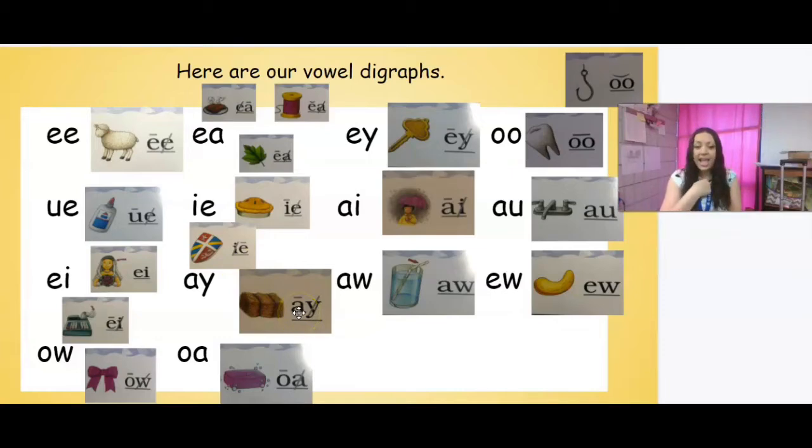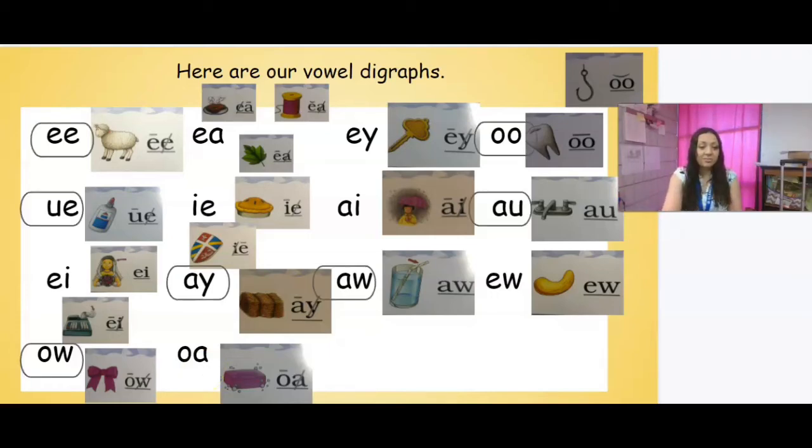We have hay, A, digraph AY, straw, ah, digraph AW, cashew, ooh, digraph EW, bow, O, digraph OW. Now remember, OW can make two sounds, so why don't I have two pictures here? That's right, because it's a digraph and a diphthong, so it's another sound we're going to review when we review diphthongs. Then we have soap, O, digraph OA. Good job.